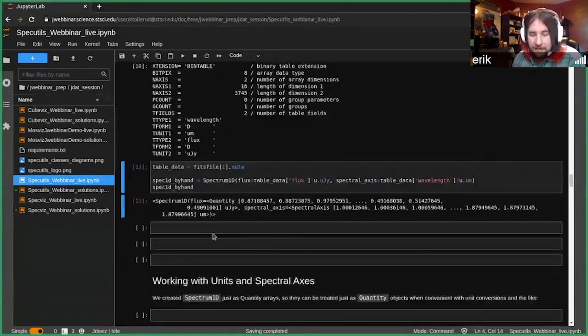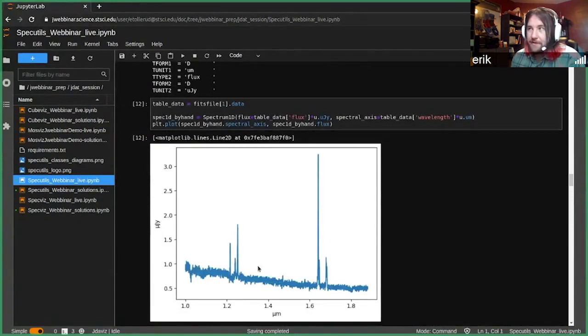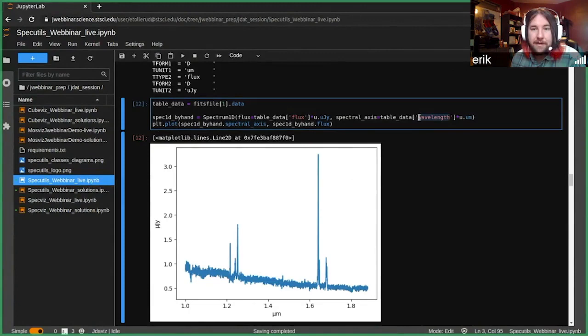That gave us an object. Let's have a look at it. And that's the exact same spectrum. So that's good. Basically, we replicated what the reader did, but with the flexibility that if you wanted to do something, I'm just going to zero out the flux to be silly.